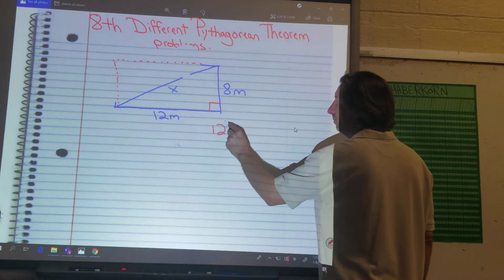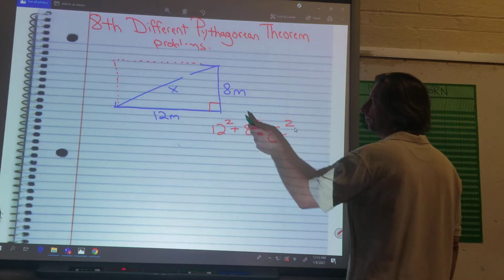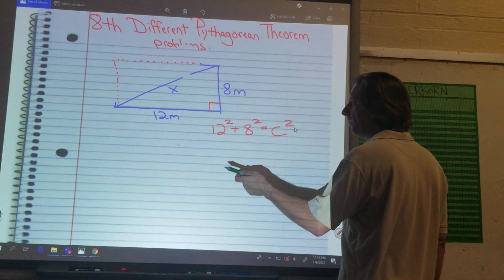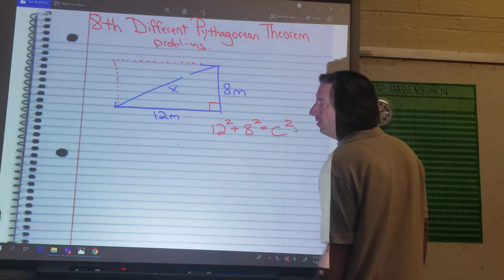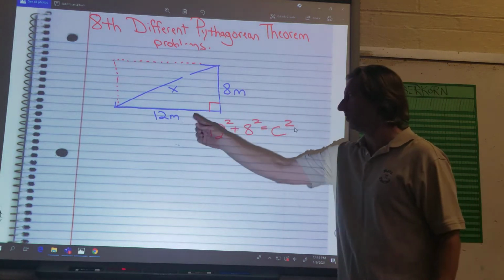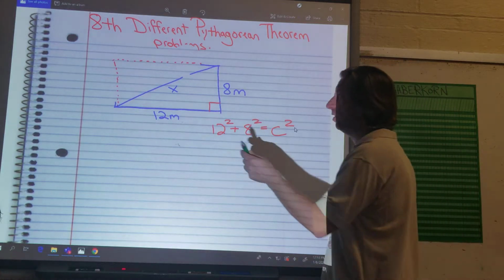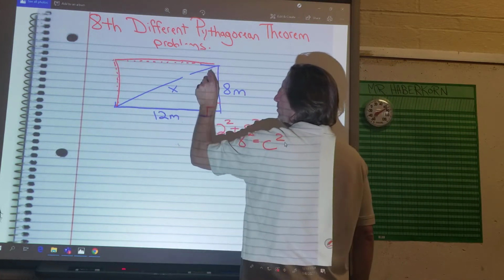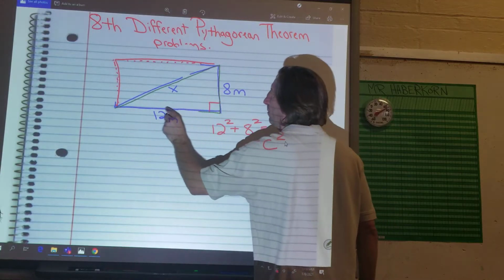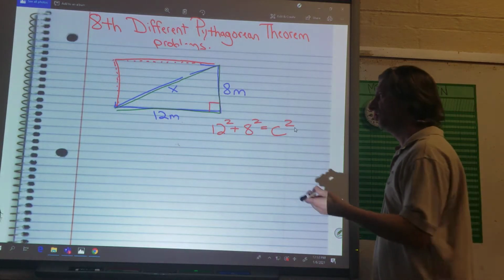12 squared plus 8 squared equals c squared, right? A, B, and C. Now they might use different letters like x, but we know that these are the two legs, and this is the hypotenuse, right? The two short sides and the long side. And the two short sides always touch the 90. So even though it's a rectangle, it doesn't make it any different. There's still a right triangle inside there. So you just need to focus on that and kind of pick it apart and look at it. So nothing too hard there.